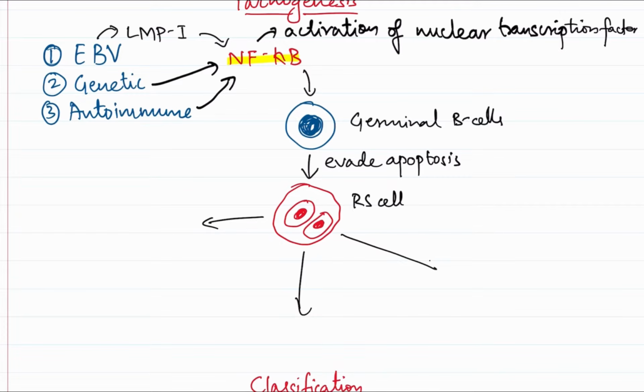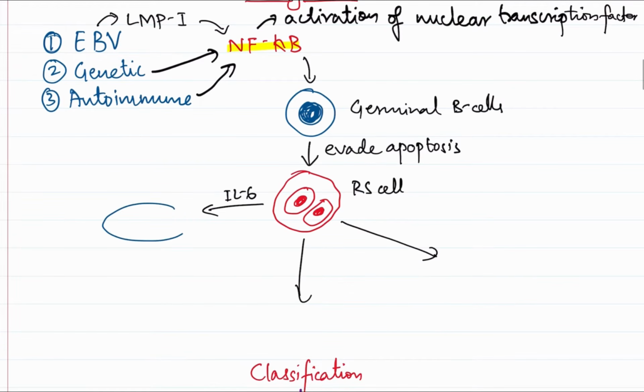So it will secrete several cytokines. Let's take 3 of them. It will secrete IL-6, interleukin 6, and interleukin 6 will activate the plasma cells. So these are our plasma cells. And what do plasma cells do? They will secrete immunoglobulins. So Igs will be secreted.